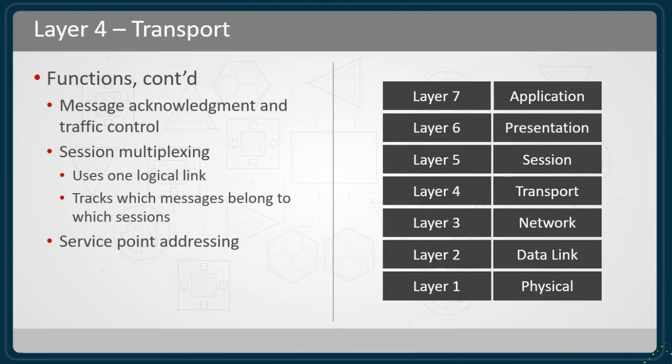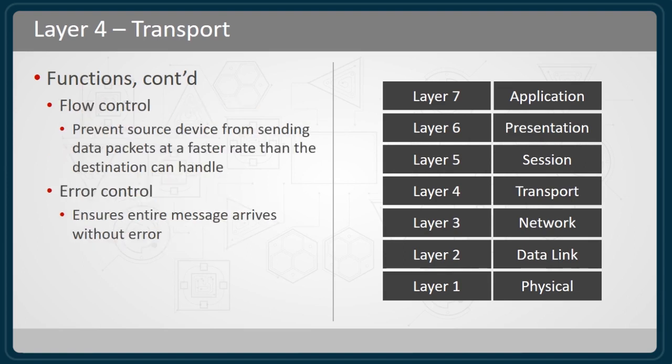So service point addressing is to ensure that the correct packets arrive not only at the correct system, but are processed by the correct application. Now, we also see flow control implemented here, and we did see this down at the data link layer, but this is renegotiated, if you will, using different protocols, and it prevents the source device from sending the data packets at a faster rate than the destination can handle. We also see error control to ensure that the entire message arrives without error.